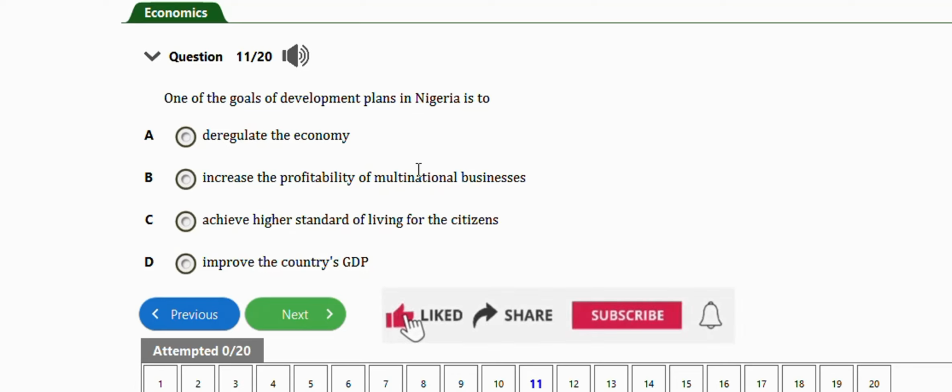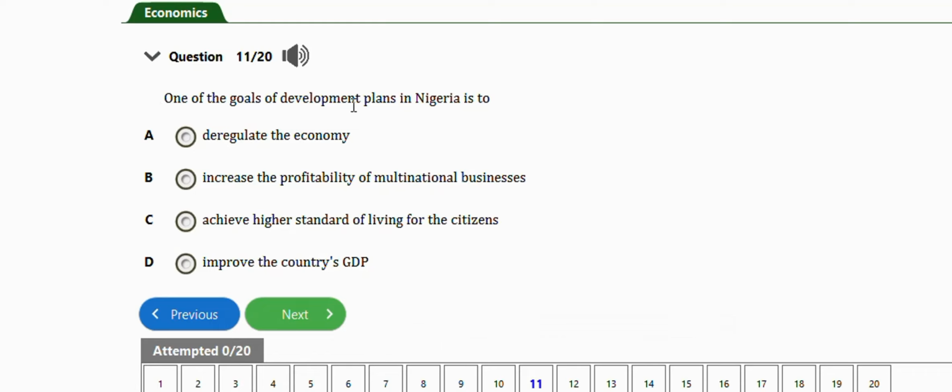Really appreciate this. So this question says, question 11. One of the goals of development plans in Nigeria is to regulate the economy. Option B, increase the profitability of multinational businesses, achieve higher standard of living for the citizens, improve the country's GDP. I think I've already answered this question. The right answer is option C, which is to achieve higher standard of living for the citizens. Okay, the next question is this one.